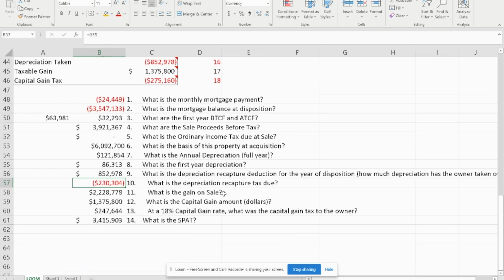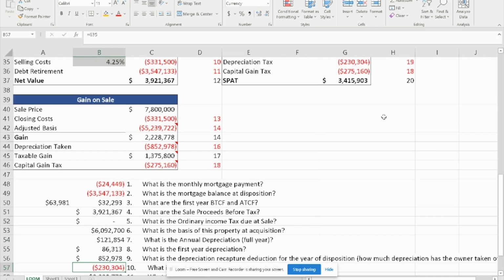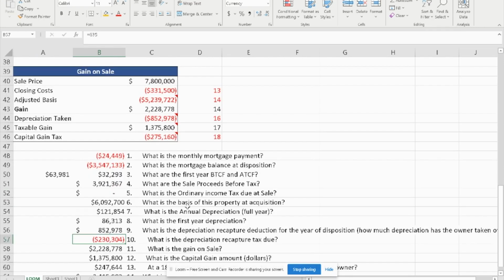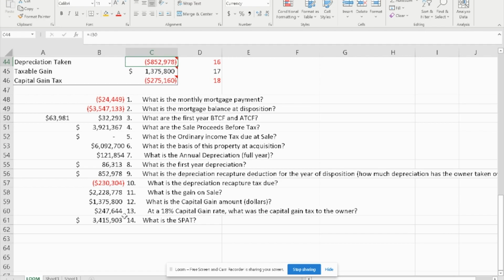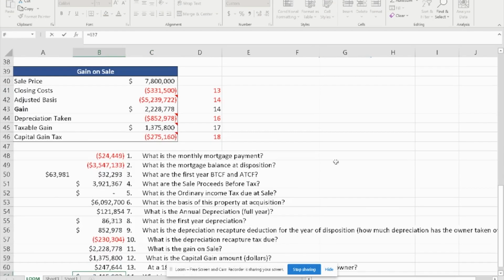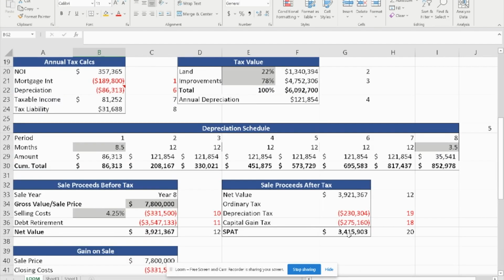We're asked to calculate the depreciation recapture tax due, which was $230,000. We did that here. We were asked to calculate the gain on sale. The gain on sale was $2.2 million, and that is the gain on sale here. We were asked to calculate the capital gain amount, which was $1.3 million. We were asked to calculate the capital gains tax, which at the 18% tax rate was $247,000. And last but not least, we were asked to calculate the sales proceeds after tax. The sales proceeds after tax for this property would be $3.4 million, which was calculated right here in cell G37.